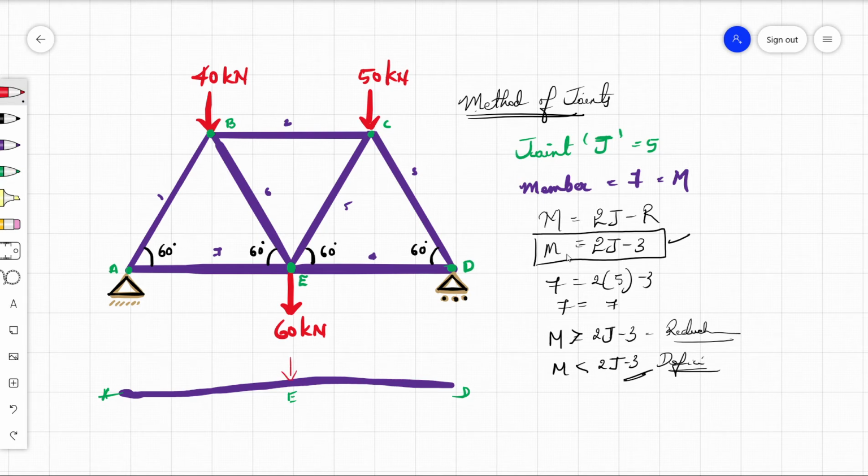The same force I have applied, that is 60 kilonewton. Over here, in the same line of action, I have put 40 kilonewton, as well as over here 50 kilonewton. So one piece of data is missing, that is, over here the distance is 2 meter, and this is an equilateral triangle, so all the sides are 2 meter itself. That means over here it is 1 meter, 1 meter, 1 meter, 1 meter.